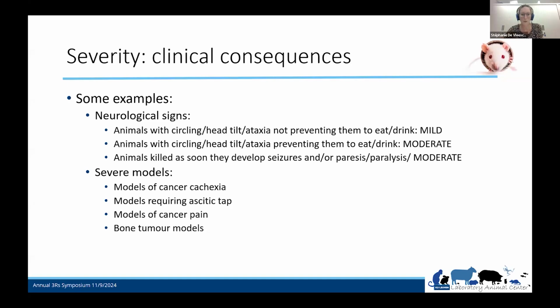For example, neurological signs. If you have animals with circling, head tilt, ataxia, but it does not prevent them from eating and drinking, we would recommend to put that into mild, while if it prevents them from eating and drinking, and that's one of the conditions, that's also an endpoint that can stay in moderate if you kill the animals immediately. Same if they develop seizures or paresis, paralysis. If you take appropriate action, that means killing as soon as you see this, it can stay in moderate. The severe models are those models of cancer cachexia, those requiring ascitic tap, studying cancer pain, and the bone tumor models.